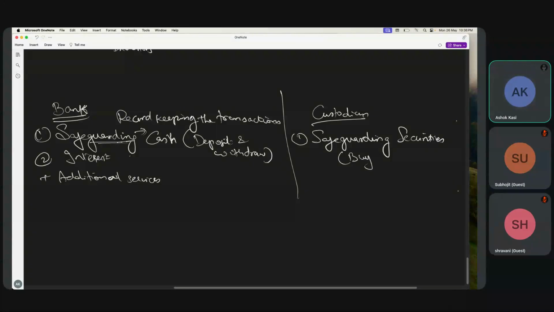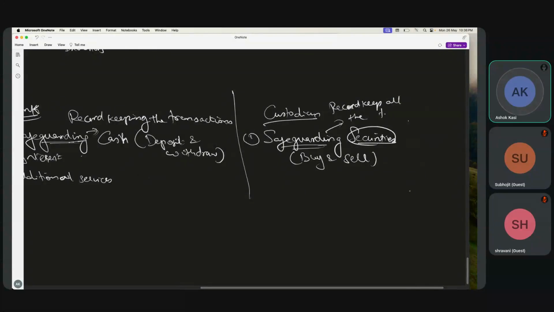So here they are safeguarding securities. Securities means what? Buy and sell. When you buy and sell shares, that has to be safeguarded, right? That safeguarding is done by the custodian. How do they safeguard? By record keeping all the transactions, because you are buying Reliance, you are selling ICICI, you are buying few shares, you are selling few shares, so many transactions you keep doing. So the custodian will record keep all the transactions done by the investor.